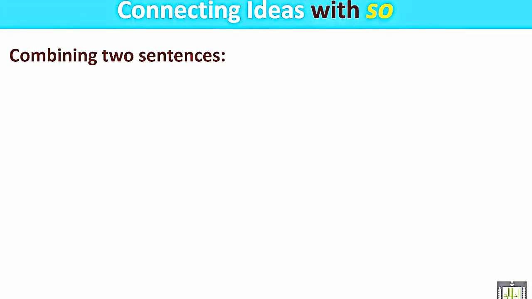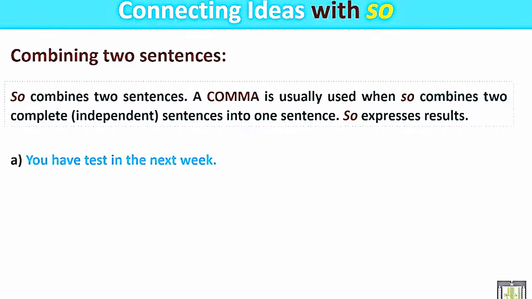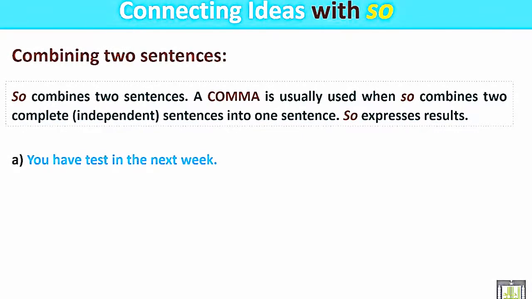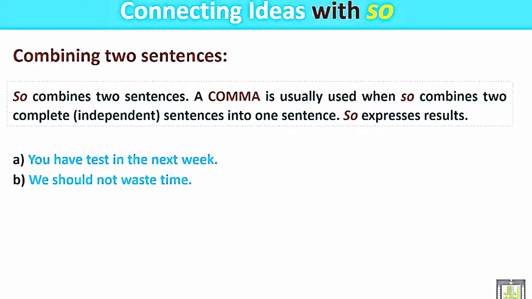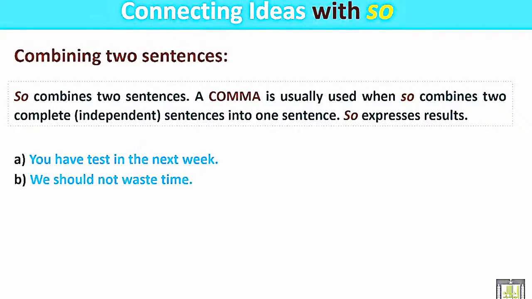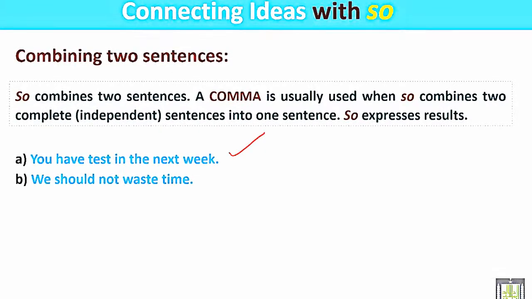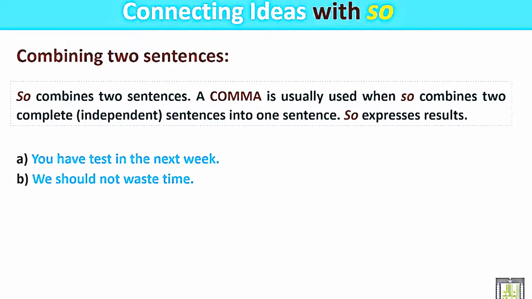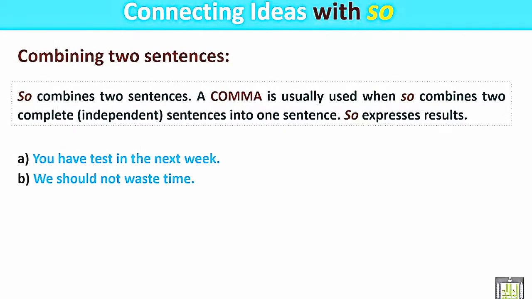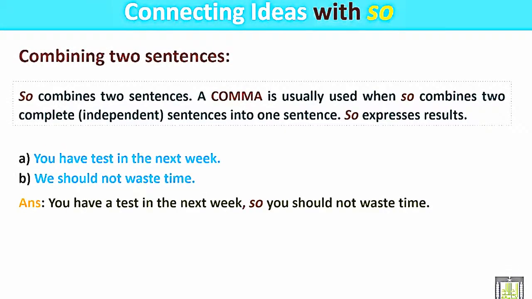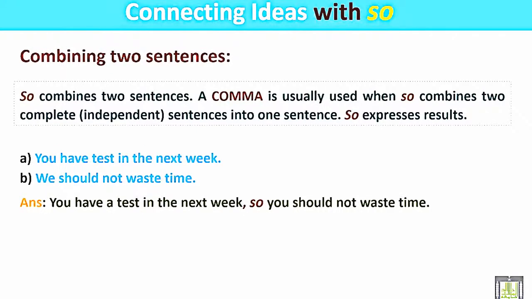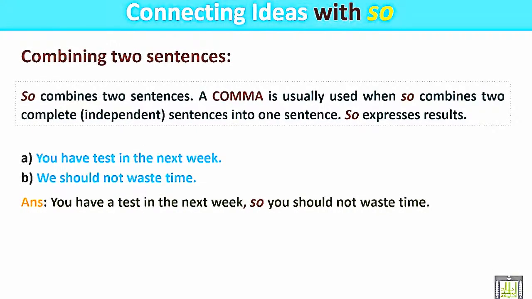Combining two sentences with so. Here are two other examples. You have the test in the next week. You should not waste time. The first sentence is affirmative and the second one is negative. The first one is the cause and the second one is the result. So we see the answer. You have a test in the next week, so you should not waste time.